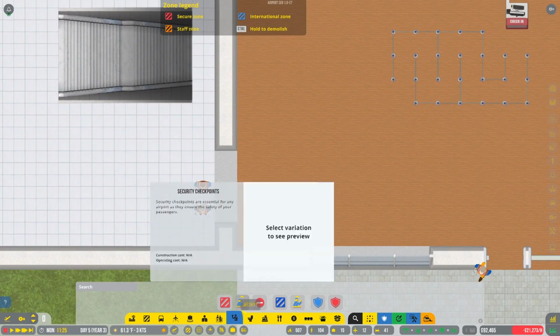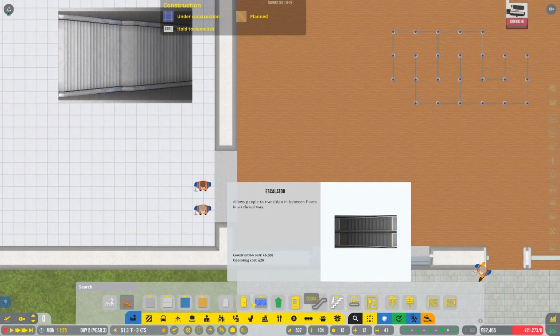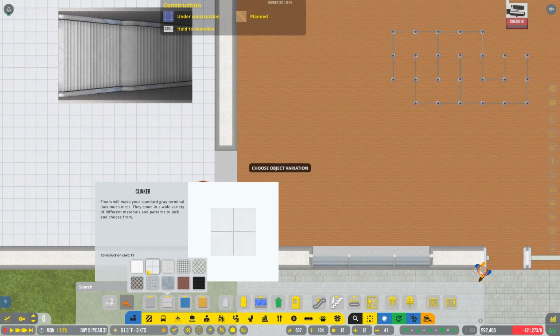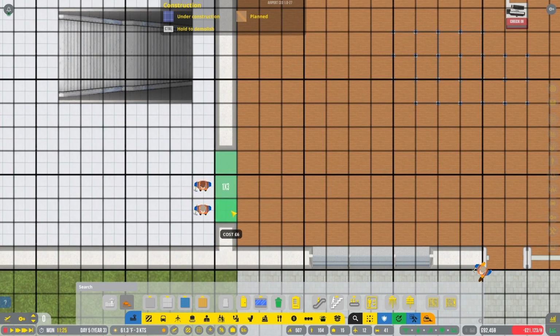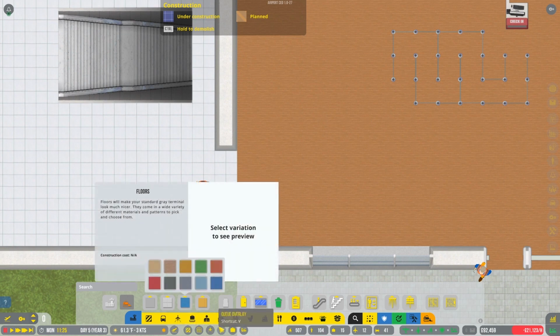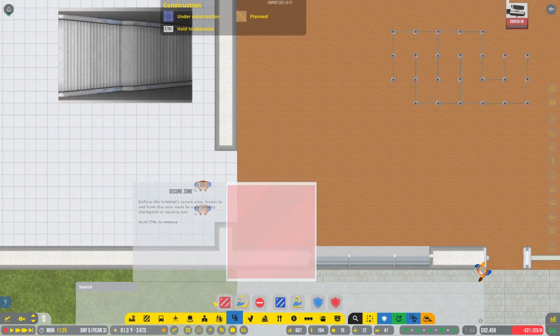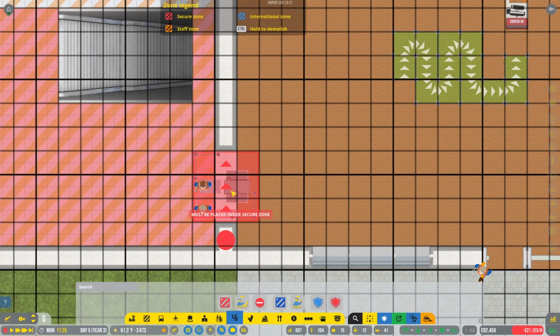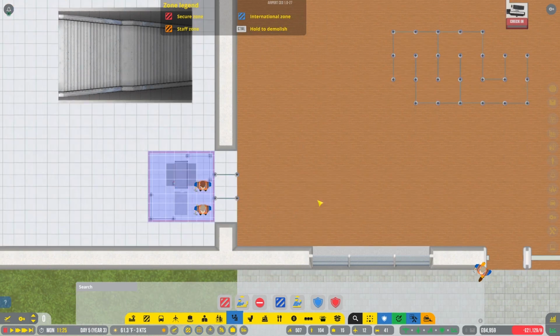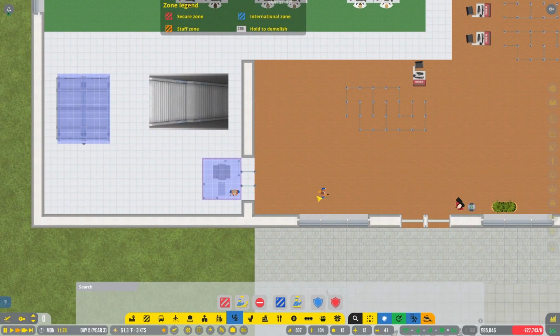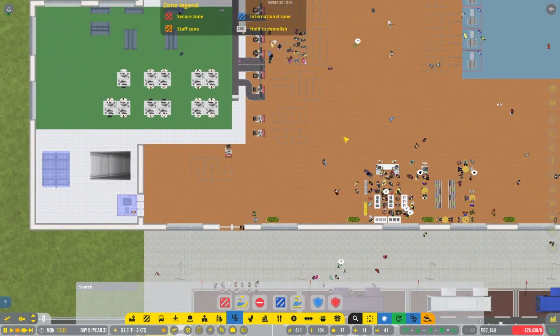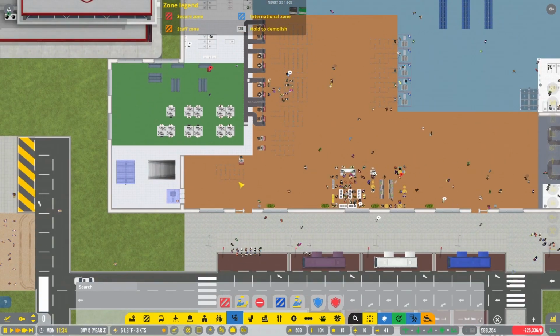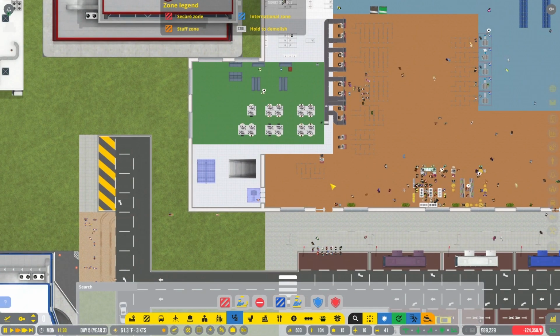We should make that. What's that? That's a floor tile, isn't it? Is that flooring? Are you that sort of floor? Yes, you are. Well done. I spotted it. There we go. Now we want a security checkpoint. Just a small one. Oh, yes, you will do, I think. There we go. So that should then allow my people to come in and out from there.